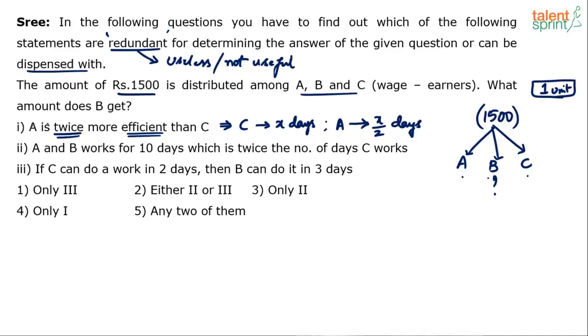That's the understanding. But anyway, that statement alone will not give us the answer. If C can finish a work in X days, A will finish the work in X by 2 days. How will we decide how much is the division of 1500 among A, B and C? Not possible. Look at the next statement.